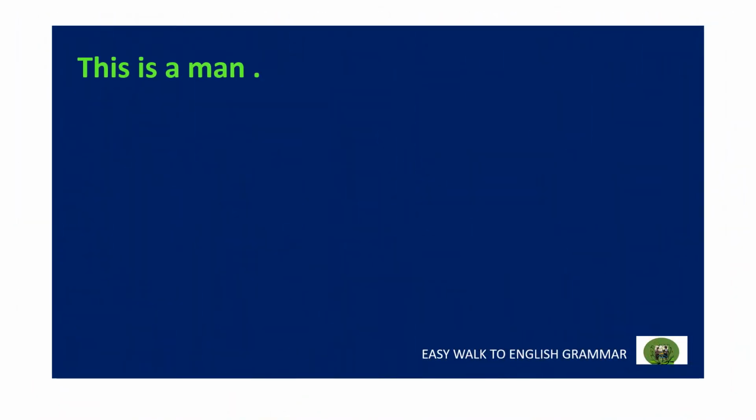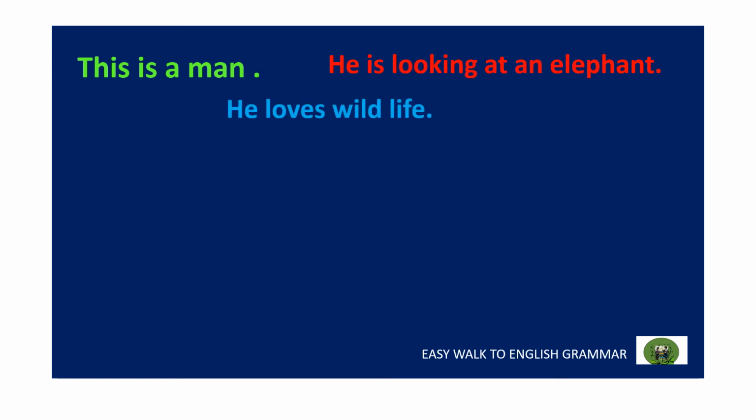We can connect the above three sentences to a particular context. Imagine that you really meet the man in the picture in your life and you need to tell about his love for wildlife to one of your friends standing near you. How will you tell this? Will you tell like this? This is a man, he is looking at an elephant, he loves wildlife. If you say so, your friend will definitely become confused and will start to think something negative about your sanity.